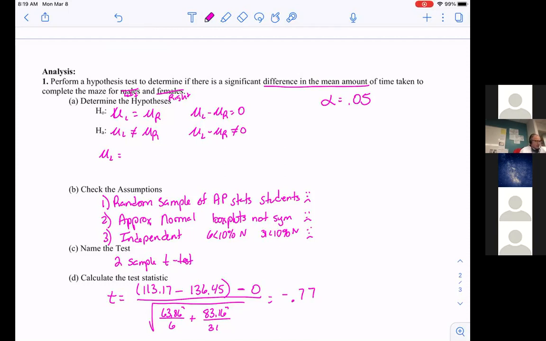I committed the cardinal crime of not defining my variables up here. So mean L is the true mean time for left-handed people to complete the maze.